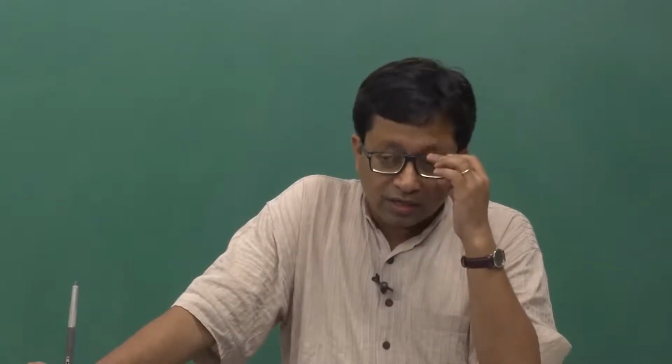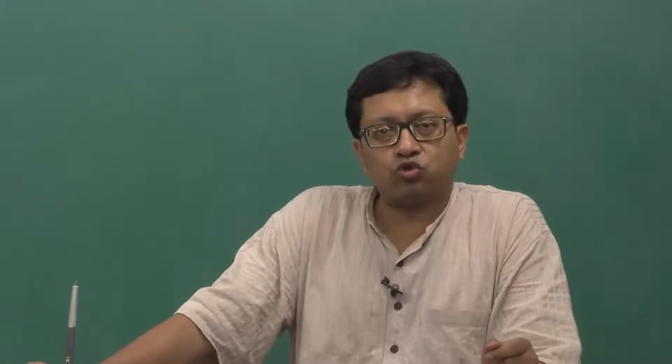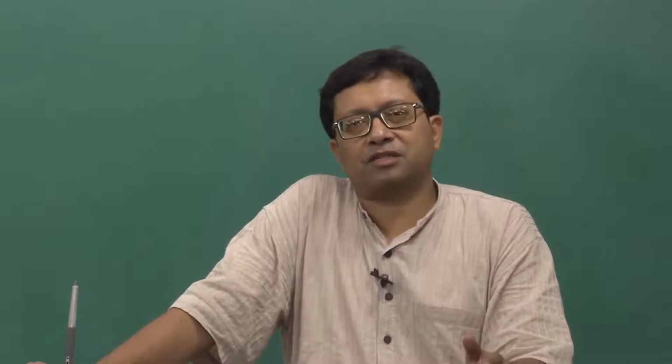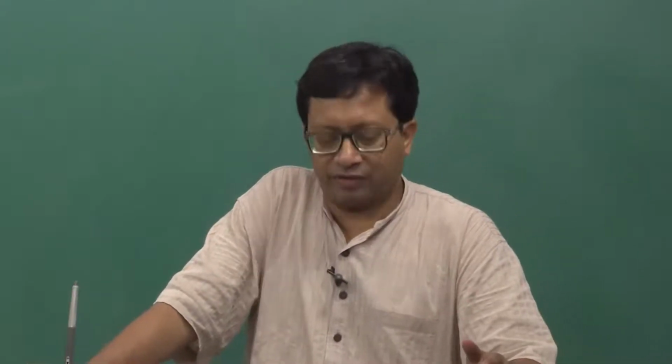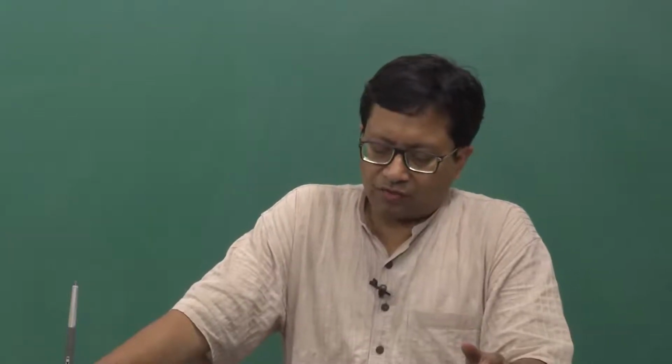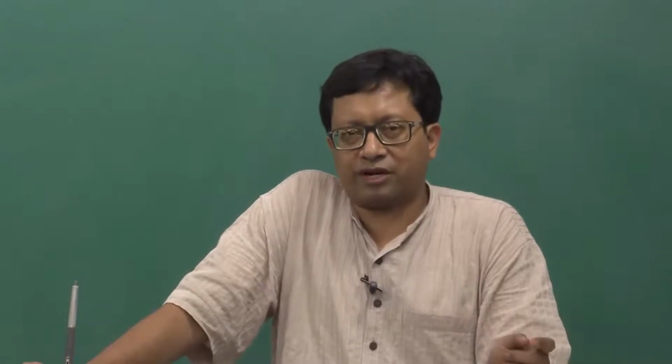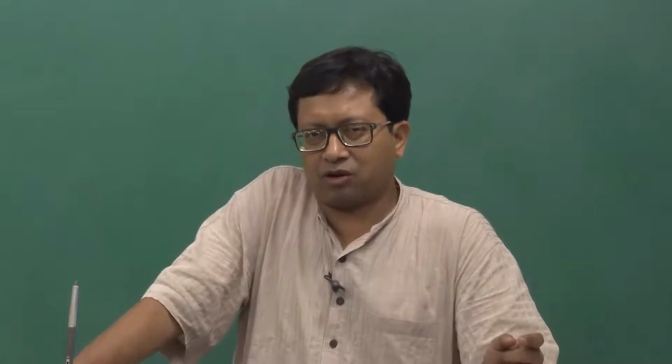Now, what you want to understand is whether there is a chance that the person who should be given the loan is denied, and vice versa. The vice versa case is that a person who should not have been given the loan is given the loan. So, the OC curve provides a measure of the sensitivity of the control charts, that is, its ability to detect a shift in the process fraction non-conforming from the nominal value p to some other value p1, p2, p3 as the averages are changing. Which means that if it has shifted from p to p1 or from p to p2 or vice versa, you will try to find out whether the shift gives you some error or not. So, here is where the type 1 and type 2 errors would come.